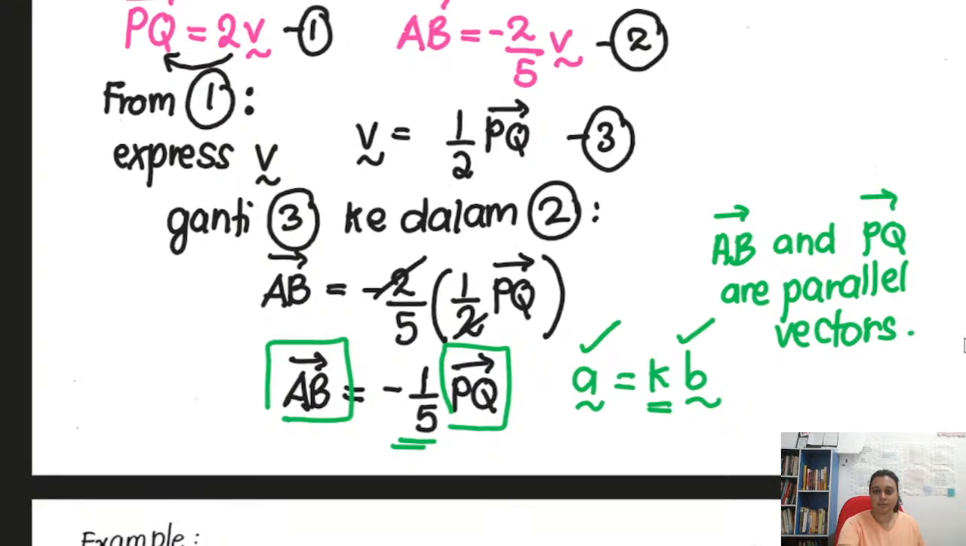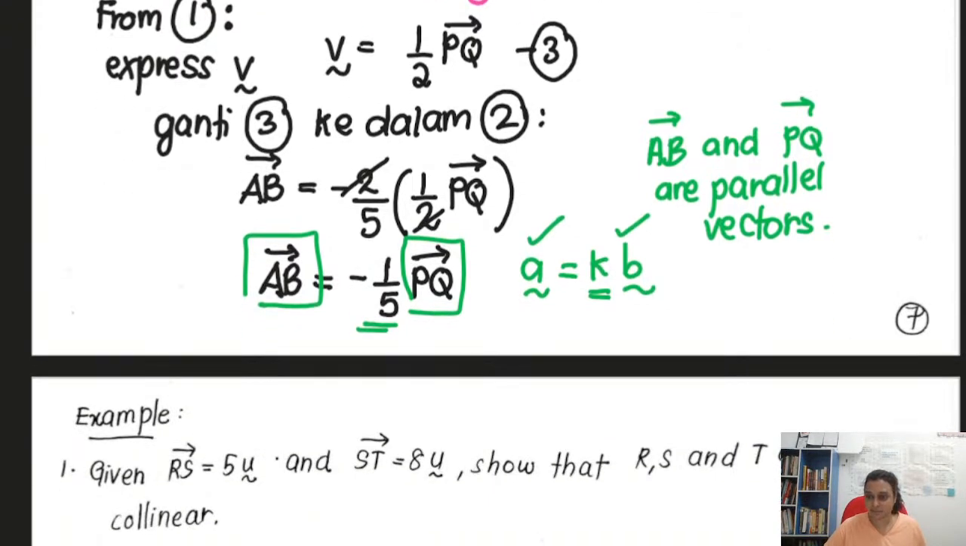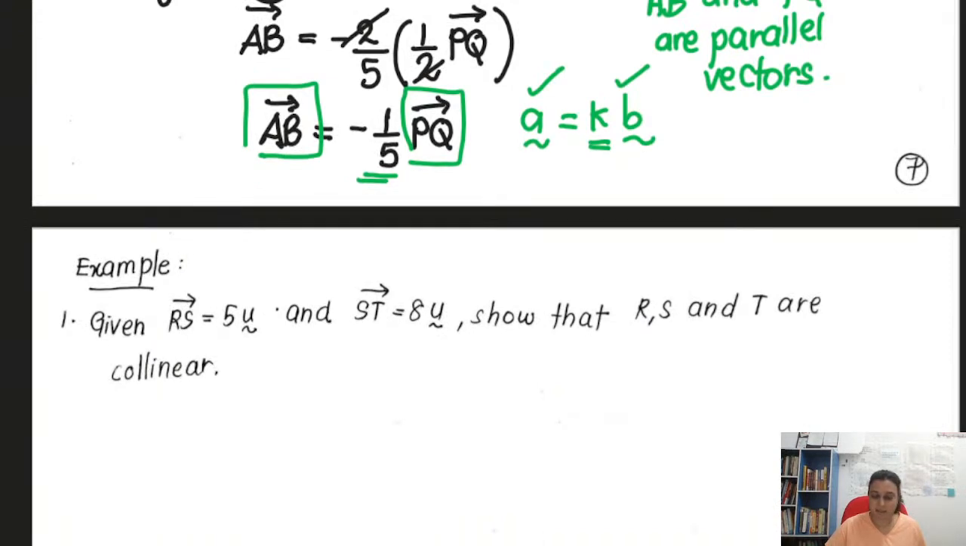Boleh? This is the step for you to show whether it's parallel or not. Inilah cara kita nak tunjuk. Okay, anything you want to clear here? Ada apa-apa nak clear dekat sini? If there is nothing you guys want to clear, it means you all are clear, dah jelas. We can go to the next one, another example.